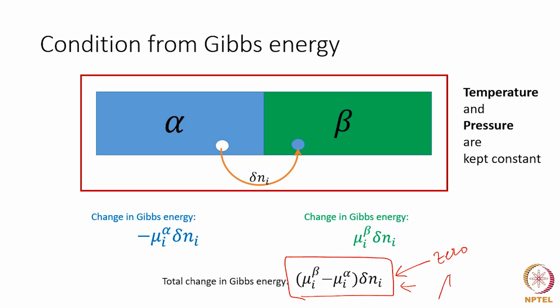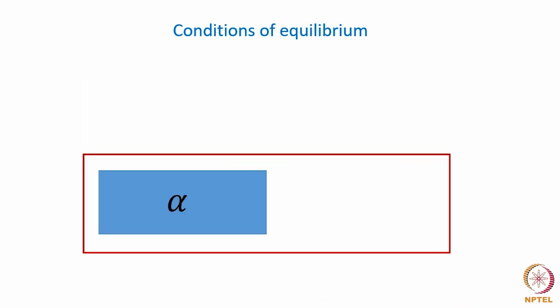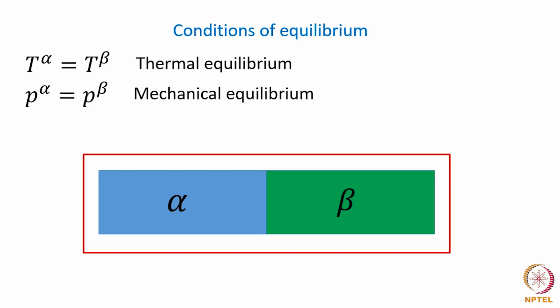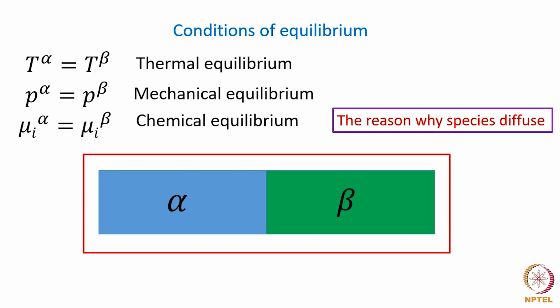which means that equilibrium is when mu I beta is equal to mu I alpha, and this we write for species I, and similarly we can write for every other species. So we can then say that the conditions of equilibrium for alpha and beta to coexist are temperature being equal, that is thermal equilibrium, pressure being equal, that is basically mechanical equilibrium, and chemical potentials being equal, that basically is chemical equilibrium.